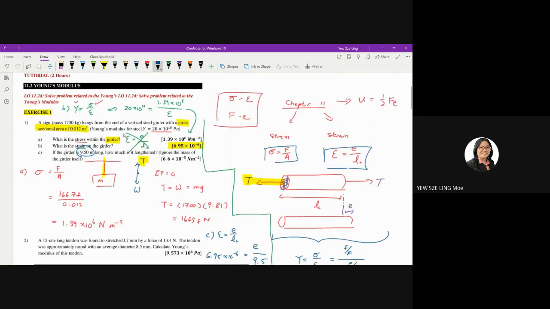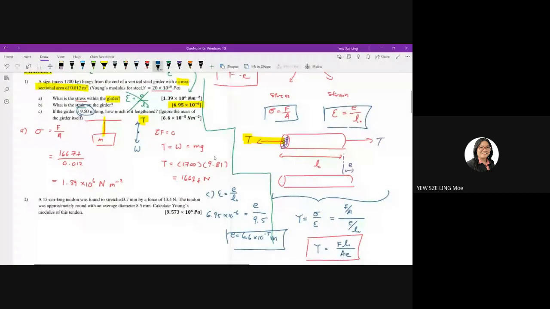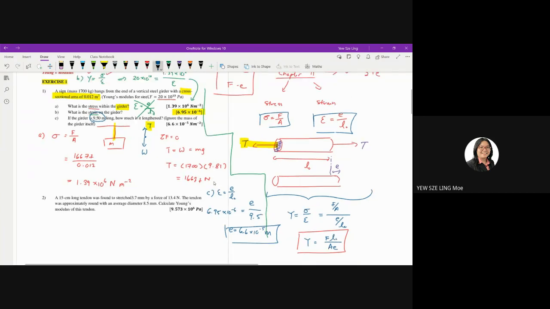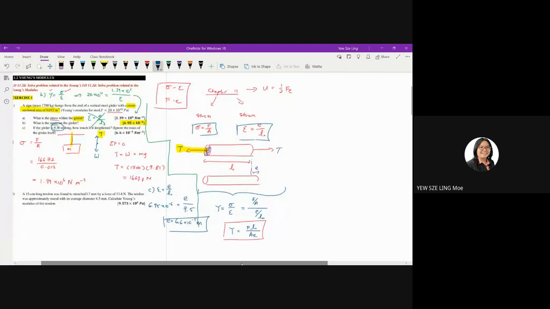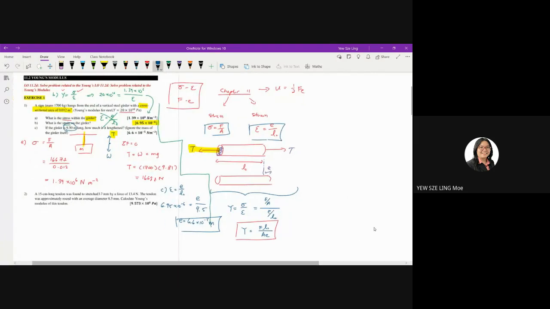So these questions are actually very simple. They test whether you understand what stress is, what strain is, and what the relationship is between stress, strain, and Young modulus. Now I give you 2 minutes to write down everything, including the summary. Write down the solutions and the summary before we proceed to question number 2. 2 minutes from now.